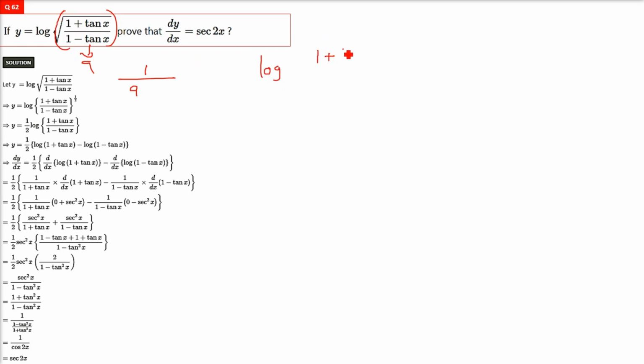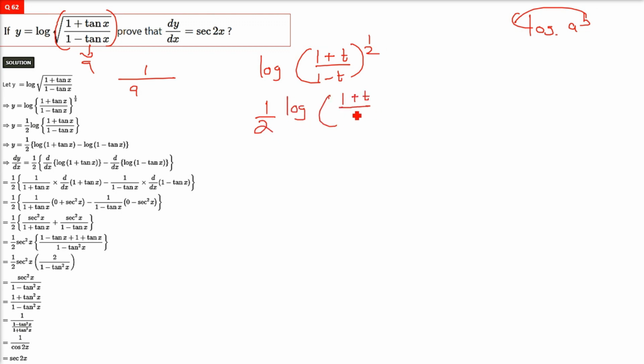But are we going to do it like this? See, I am writing t as tan x. So 1 plus t by 1 minus t, under root, is what? Half. And we know that in log, a to the power b, the b comes to the front. So half will come in front, and we will be getting rid of the root first of all. We are using first the property of log so that we can bring this half in front. So it is going to be half log. We have not differentiated up till now. We are just using the property of log.